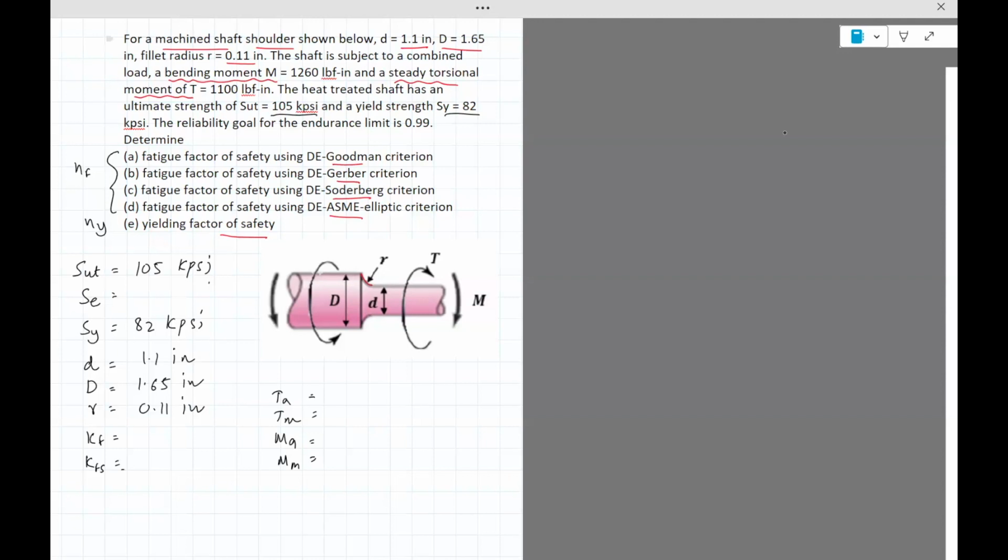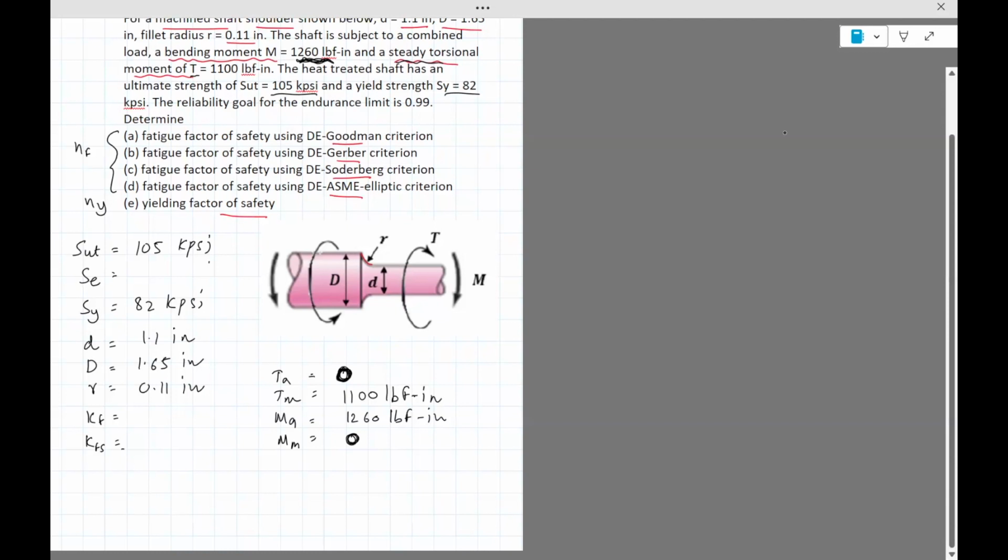We're given a steady torsional moment. Steady means Tm, so Tm is 1100 lbf inch. And then it looks like we are given the bending moment. Since nothing is said about it being steady, I'm going to assume that it is the varying component, so it is 1260 lbf inch. I would then assume that the amplitude of the non-steady part is 0, and the mean bending moment is 0.